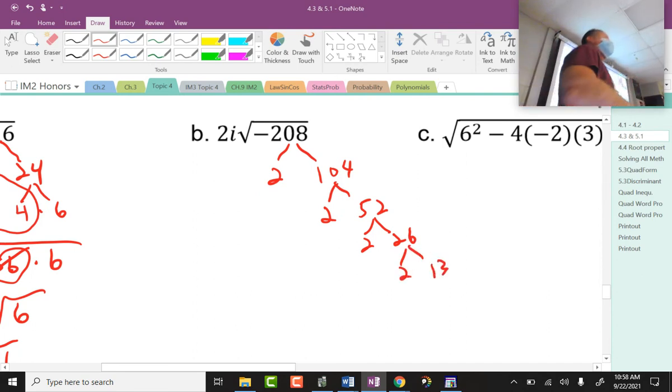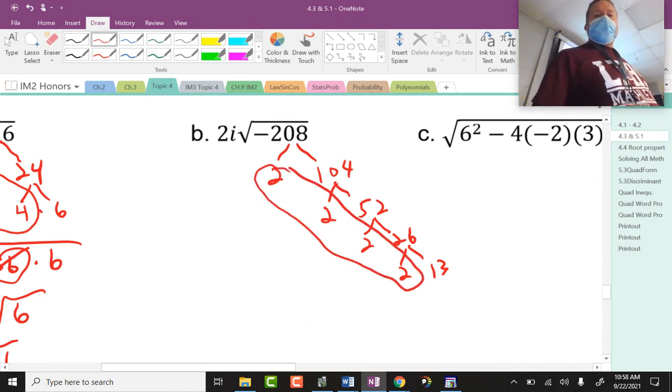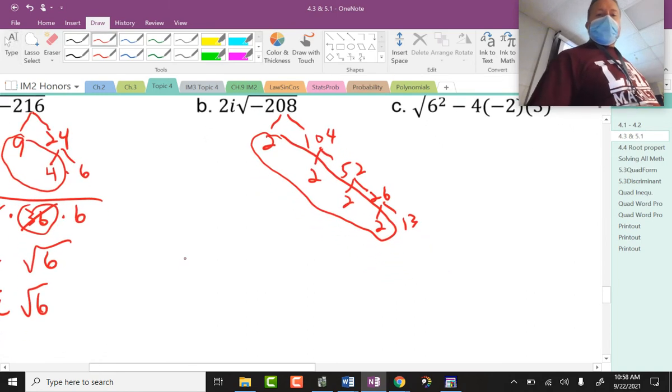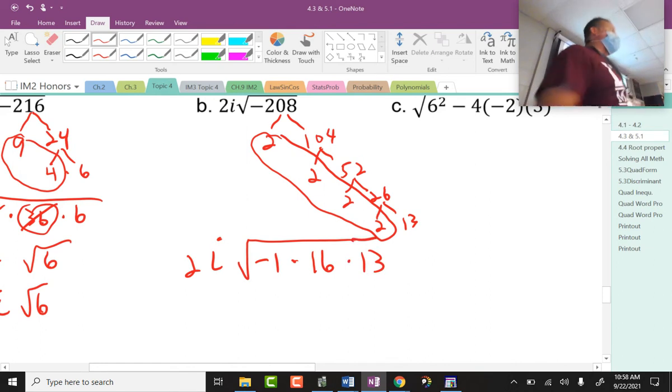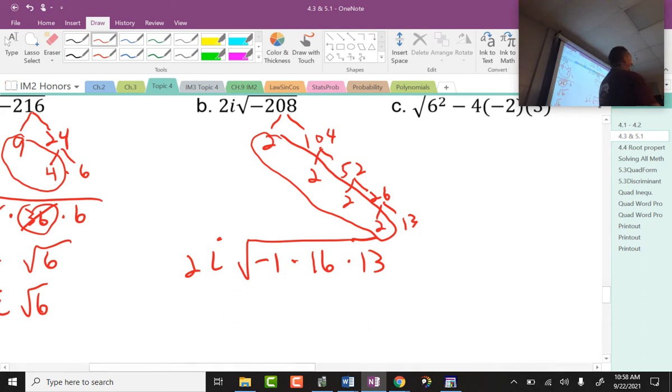I never needed a calculator. Hey, by the way, what's 2 times 2 times 2 times 2? 16. So that's what I'm going to write. 2i, square root of negative 1. Let's write that and isolate it. Times 16 times 13. That's how you do this. You have to tree it out, fine. But don't write the whole tree down.